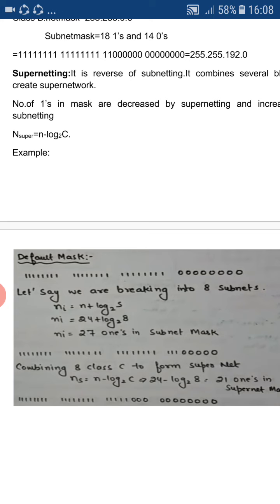Here the number of ones decreases. There we had a formula to calculate the subnet ID as n sub equal to n plus log s to the base 2. And here we have the formula to calculate the supernet ID as n super equal to n minus log c to the base 2, where c stands for the number of class C blocks combined. There, s was standing for the number of blocks of subnetting, and here also n stands for the length of the net ID.